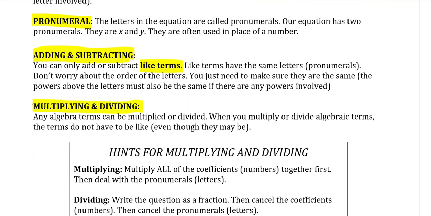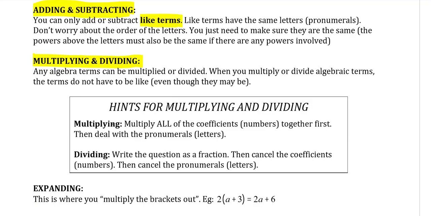Multiplying and dividing does not have to have like terms. You can multiply and divide anything. There's a box here with some hints in it. If you are multiplying, you multiply all of the coefficients, the numbers in front, first, and then you collect up all the pronumerals. When dividing, you can write your question as a fraction or divide the numbers, and the letters will cancel out. So if you have an x on the top and an x on the bottom, they will cancel out. We'll do all of these things in our examples in a minute.